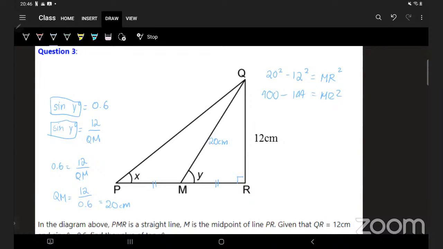So we get square root of 256 is equal to MR, and MR is equal to 16. So we can label this as 16 and label this as 16 because they're both the same, because M is the midpoint.